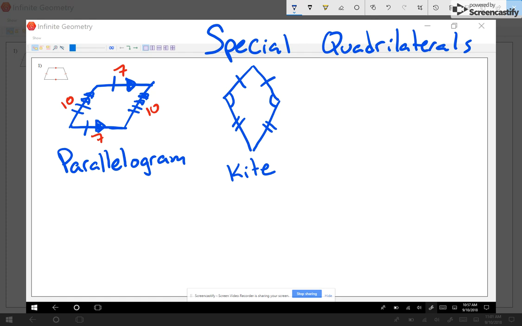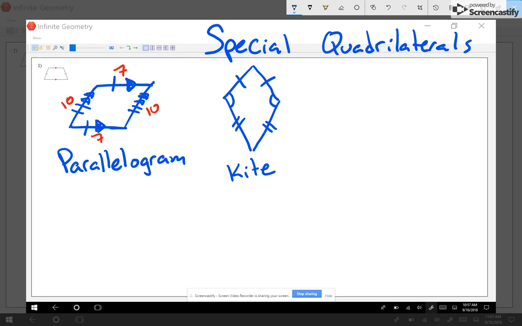These two, parallelogram and kite, are easy to get confused. But notice how in kite, the two that are congruent touch each other. In the parallelogram, they're opposite, so they're on opposite sides.